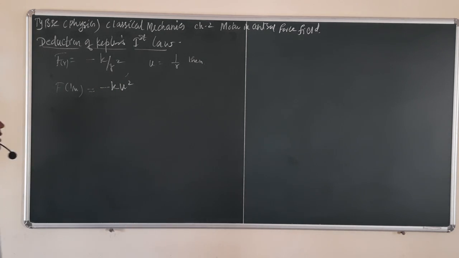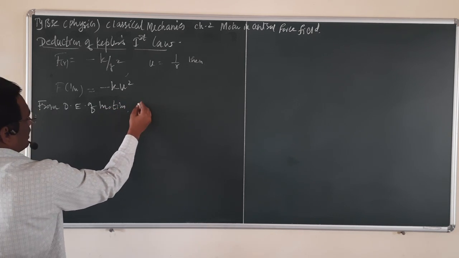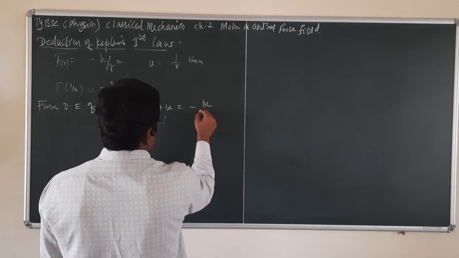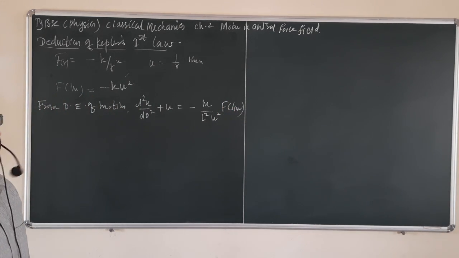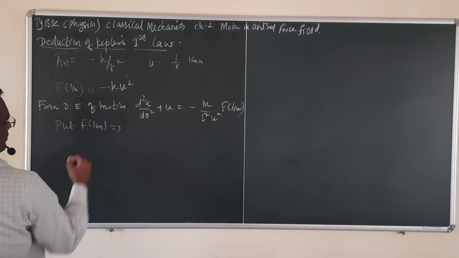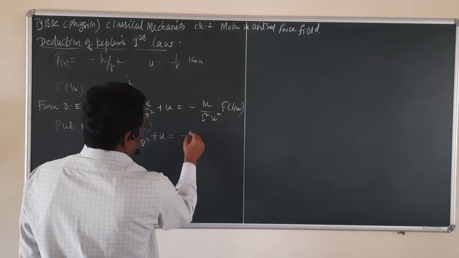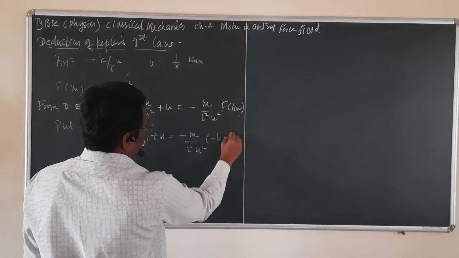Now in our previous lecture we have derived the differential equation of motion. We are going to use that differential equation of motion. What is that? d2u by d theta square plus u is equal to minus m divided by l square u square f of 1 over u. Now in this equation, put f of 1 over u. We will get d2u by d theta square plus u is equal to minus m divided by l square u square. Instead of f of 1 over u, we can substitute minus k into u square.